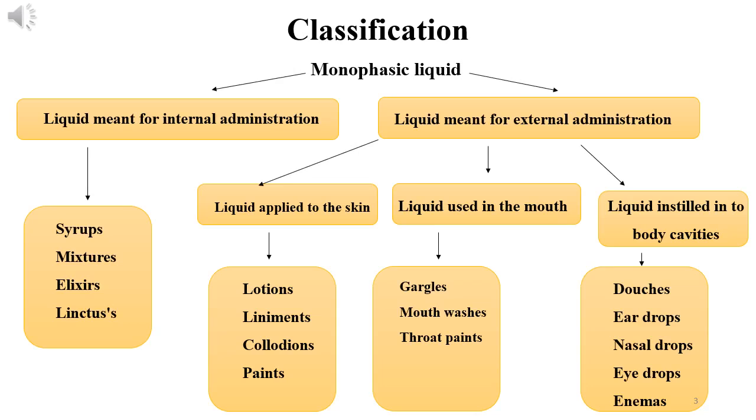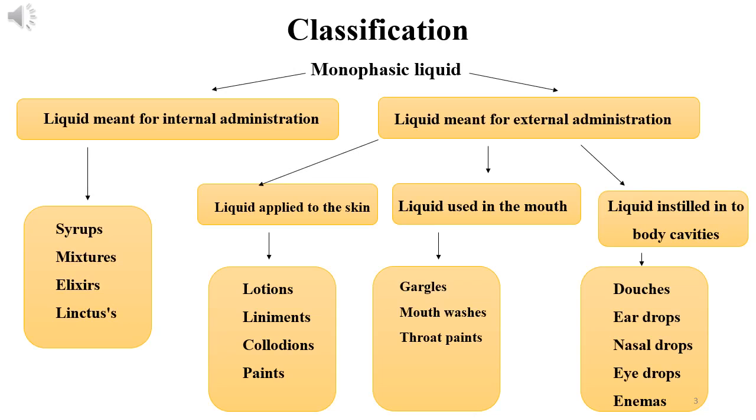Now we will come to external. There are three types. One is liquid applied to the skin, meaning over the skin. Second is liquid used in the mouth, meaning in the mouth cavity. Third is liquid instilled into body cavities, those liquids which are instilled into cavities like vaginal, rectal, mouth. Whatever liquids are applied to the skin, they are normally lotions, liniments, collodions, and paints. These are formulations applied over the skin.